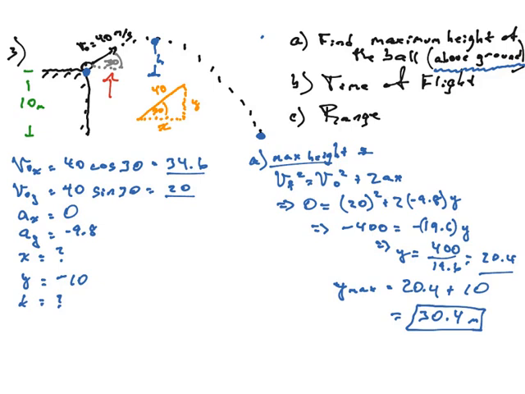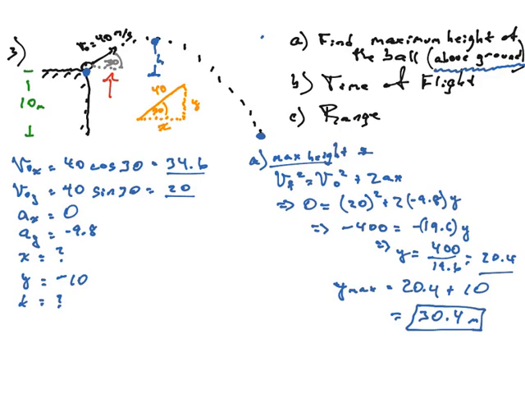Plug my numbers in. I solved for my y, I got 20.4. That 20.4 means from where I was originally shot, I went an extra 20.4 meters up. The question said the maximum height above the ground. So it's 20.4 plus the height of the cliff, which was 10. So 30.4. Okay.